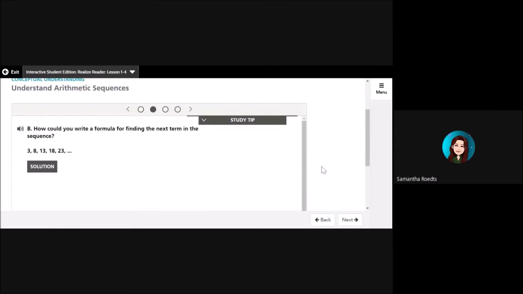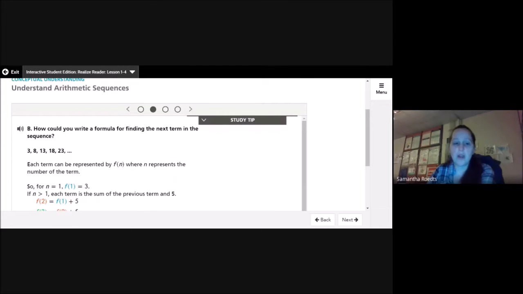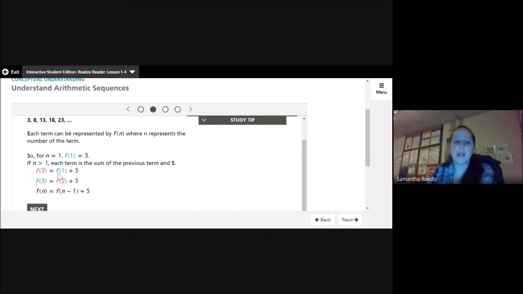How could you write a formula for finding the next term in the sequence? Okay. So each term can be represented by f of n, where n represents the number of the term. So for n equals 1, f of 1 equals 3. If n is greater than 1, each term is the sum of the previous term and 5. So f of 2 equals f of 1 plus 5, f of 3 equals f of 2 plus 5, f of n equals f of n minus 1 plus 5.